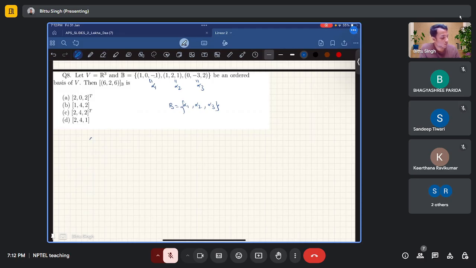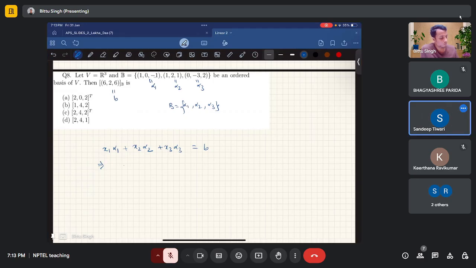Now the question is (6, 2, 6). Suppose this is actually b. So the question is, can you write b as some combination x1 times alpha 1 plus x2 times alpha 2 plus x3 times alpha 3? This gives you this b. What is the meaning of this? Let us solve if it is option C or not.